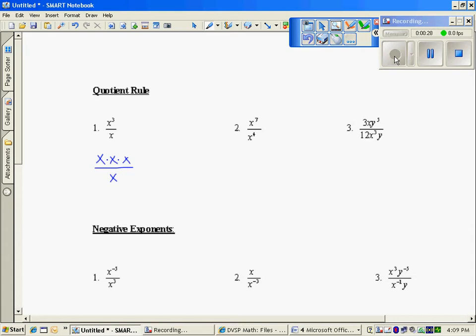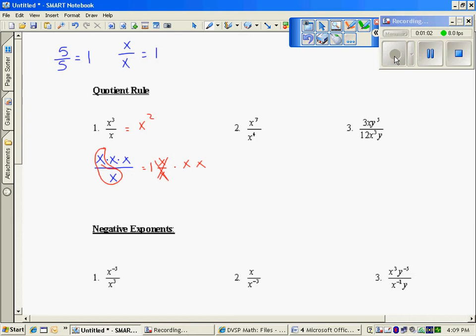If you remember the fraction 5 over 5, we said that was equivalent to 1. So when a number in the numerator matches the same number in the denominator of a fraction, it's equal to a whole. So when I look at number 1 for the quotient rule, I'm going to section off these two x's and leave the remaining 2. These two cancel and reduce to a 1, so I'm left with just simply x squared.